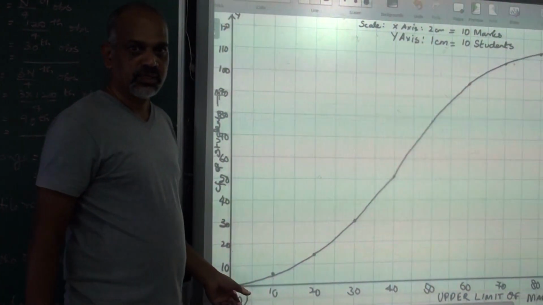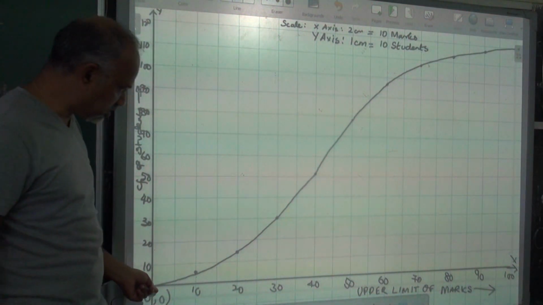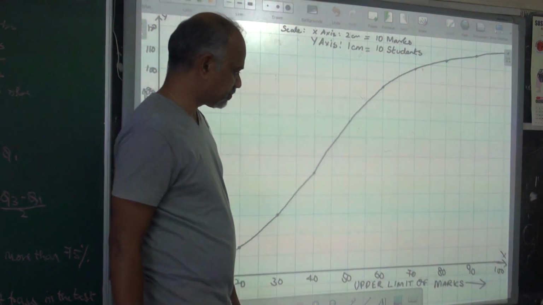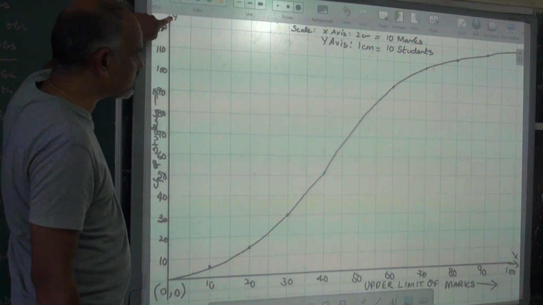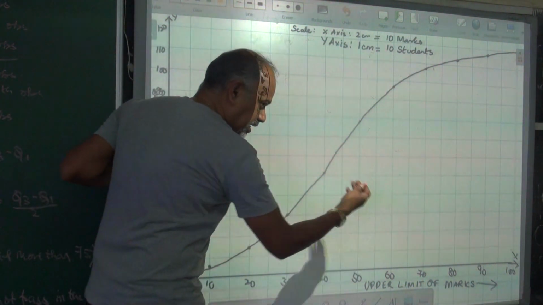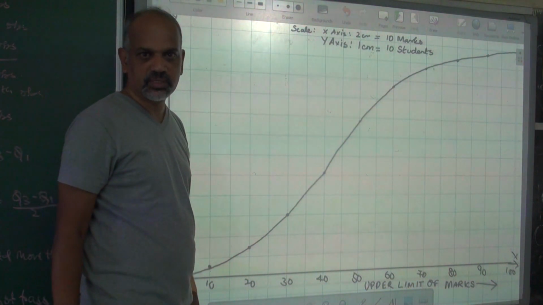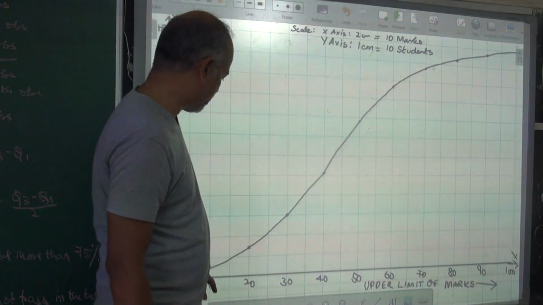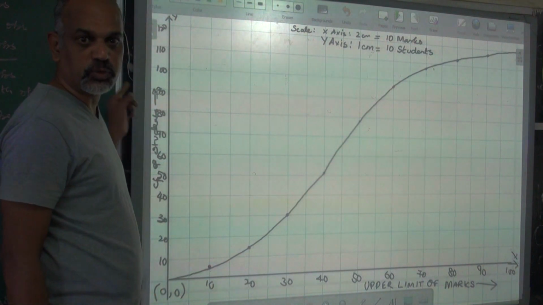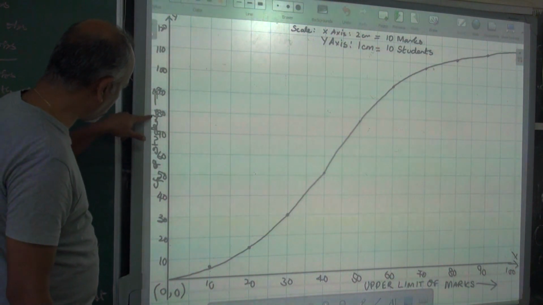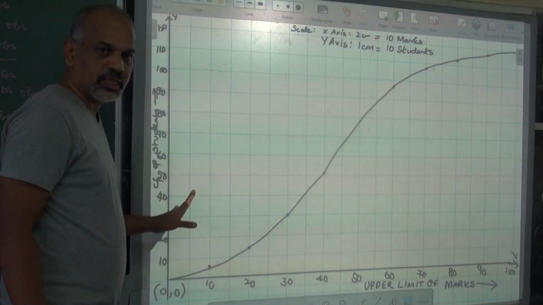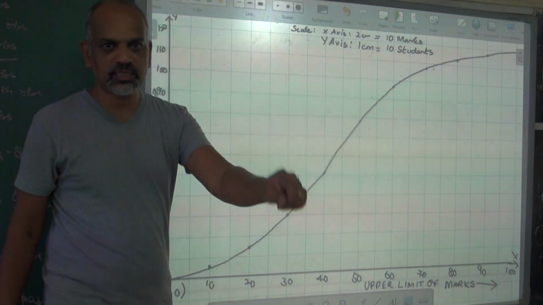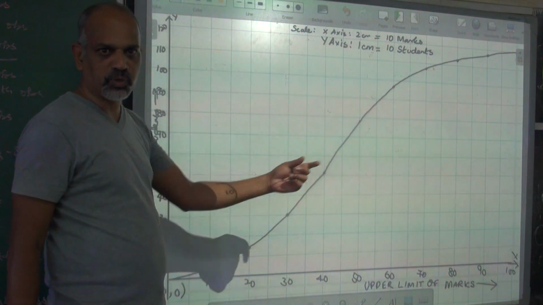Okay. So if you look at the graph, this line is the x-axis. If you notice, I put an arrow and put an x. And this line is your y-axis. On the x-axis, as I told you, you're going to plot only the upper limits of the marks. So I've written here upper limit of marks. And on the y-axis, you're going to plot the cumulative frequency. So cumulative frequency of students is written here. Now, the first upper limit is 10 and the last upper limit is 100. So from 10 up to 100 is what you have to get.